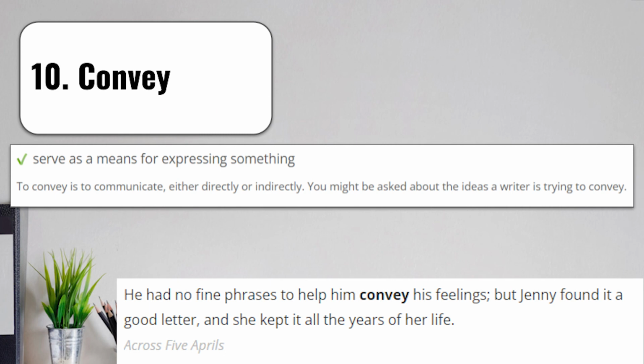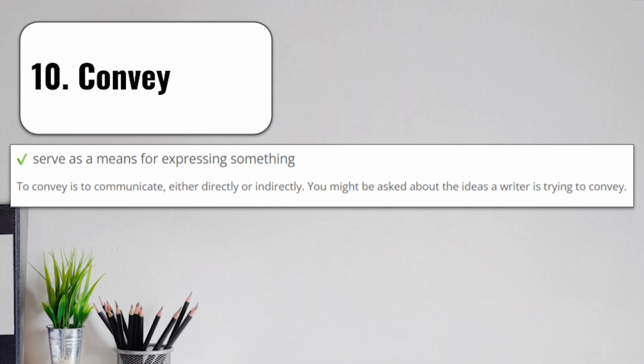You might be asked about the ideas a writer is trying to convey in their work. If I convey a message or some information to somebody, it means I communicated that message to somebody, whether directly through my words or indirectly through something like my actions or the way that I look. If I look sad, that might convey more about my feelings than saying I'm sad ever could.